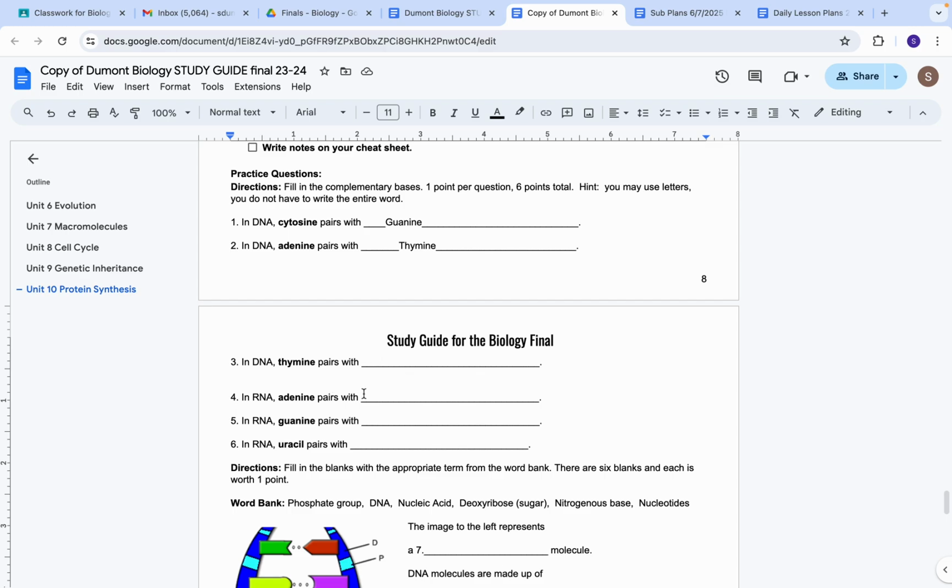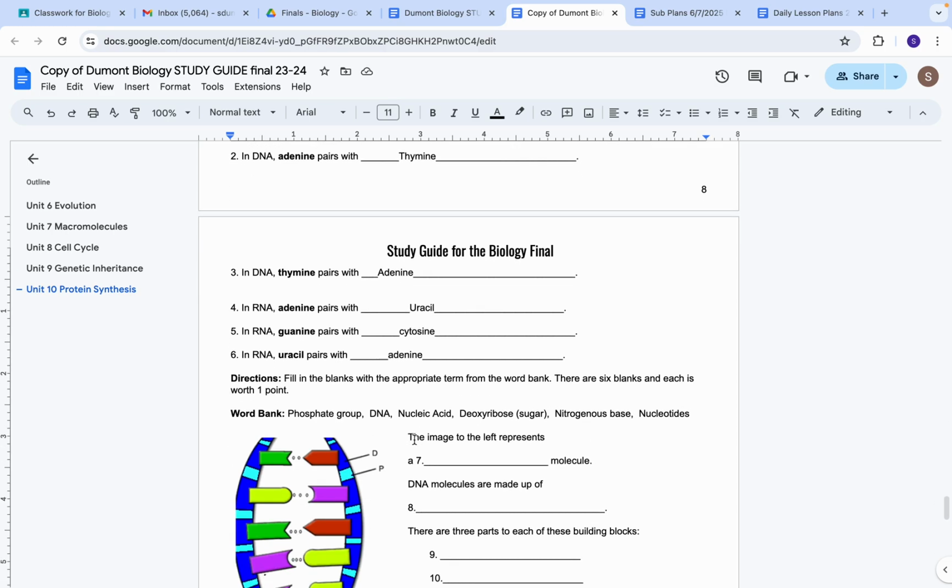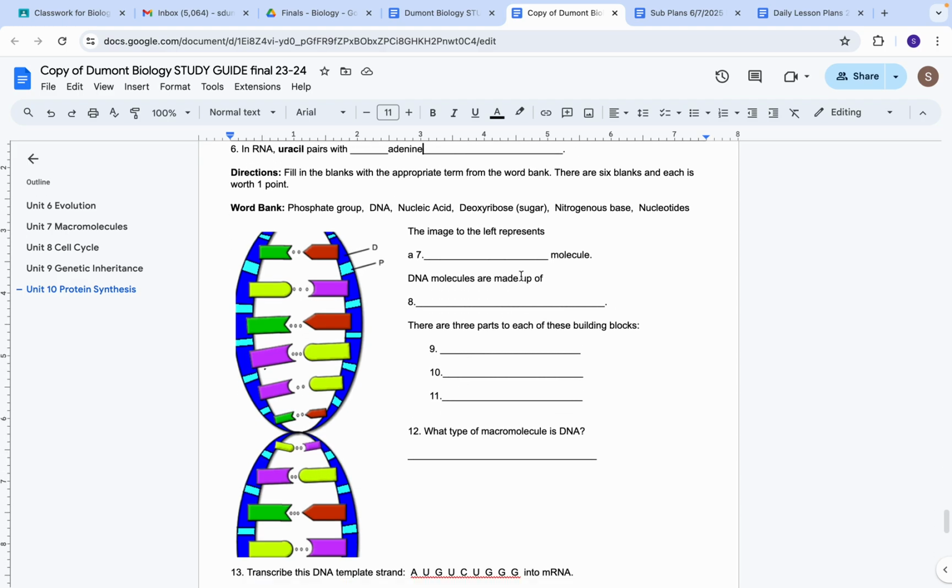In DNA, thymine pairs with adenine. So that's another thing I would suggest writing on your cheat sheet. The rules for base pairing: A with T for DNA, and C with G for DNA. In RNA, A pairs with U, uracil, and G still pairs with cytosine. Uracil pairs with adenine. So for RNA, it's A goes with U goes with A, and then C and G go together. Okay? Those should be easy points for you guys.